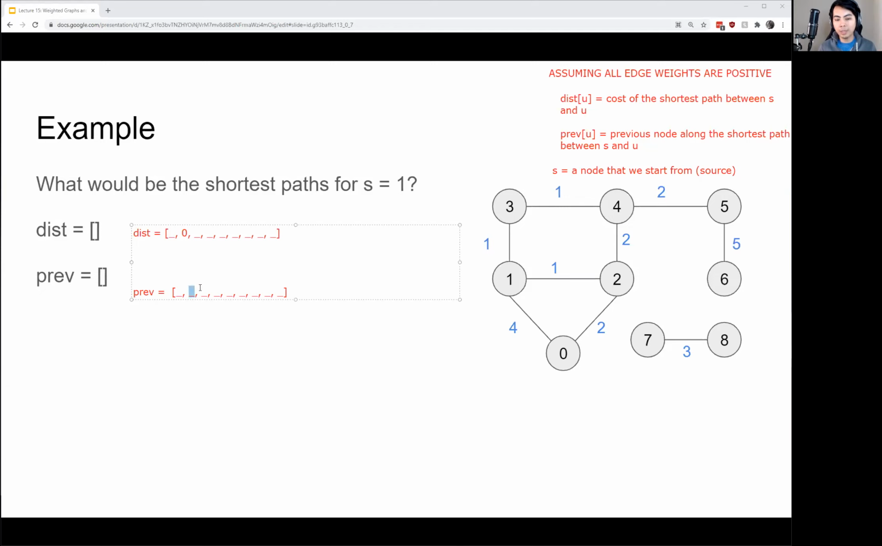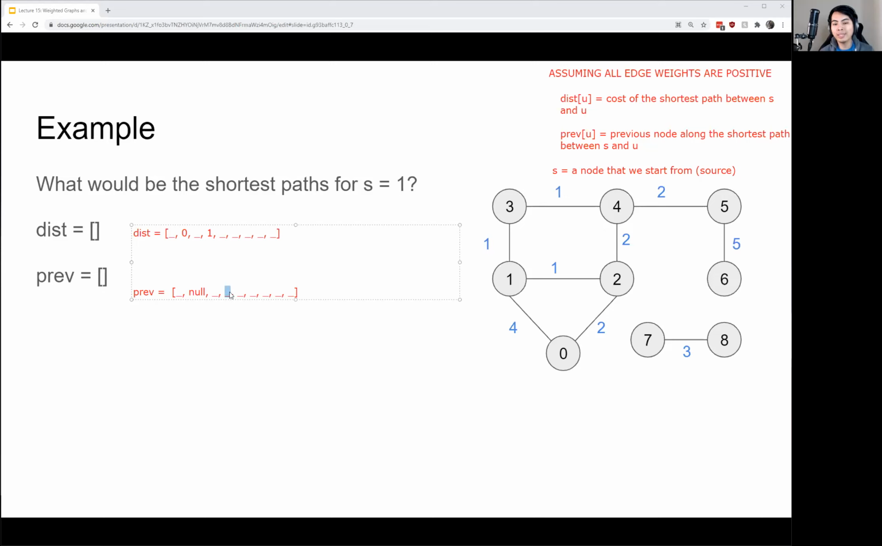The corresponding element in prev will be set to null because in the path, there was no previous node you had to go to in order to reach S, in order to reach the node that we care about. If we start at 1 and we end at 1, then there is no previous element. Let me make this a little bit more clear. Okay, the shortest path between 1 and 3 is clearly this edge, right? We just take this edge here. So if I go to index 3, I can go ahead and put a 1 here to indicate that the cost to get from 1 to 3 is 1.